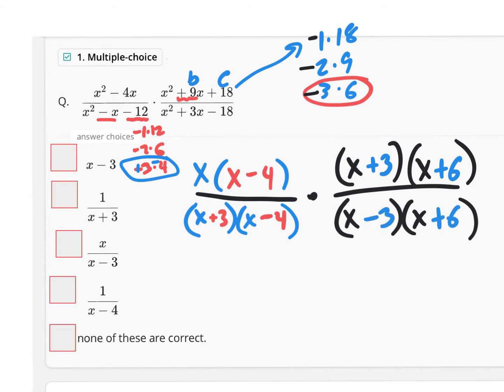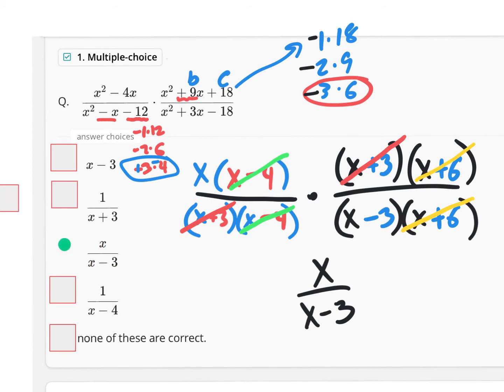Negative 3, positive 6. And now that we have factored everything, we have pure multiplication, which means we could cancel out anything that's identical up on top and bottom. So we could cancel the above binomial x minus 4 with this one x minus 4. Then we could cancel this x plus 3 up here with that x plus 3 down there. And then we could cancel the x plus 6 up here with the x plus 6 down there. And what do we have left? A simple x up on top over x minus 3 on the bottom. Looking at our multiple choice answers, x over x minus 3, it looks like this guy is the answer. All the other ones are incorrect.